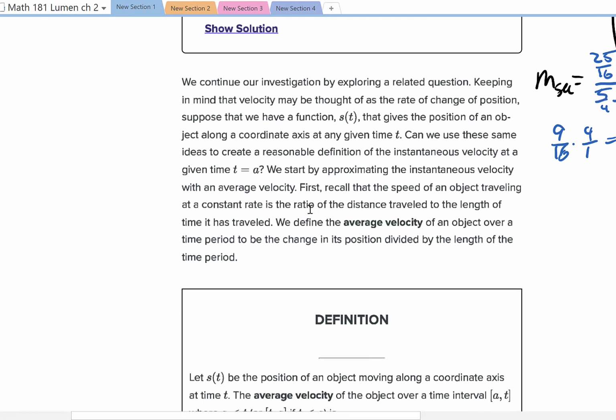Yes, we can. We start by approximating the instantaneous velocity with an average velocity. First, recall that the speed of an object traveling at a constant rate is a ratio of the distance traveled to the length of time it's traveled. Distance equals rate times time. You've seen that before.